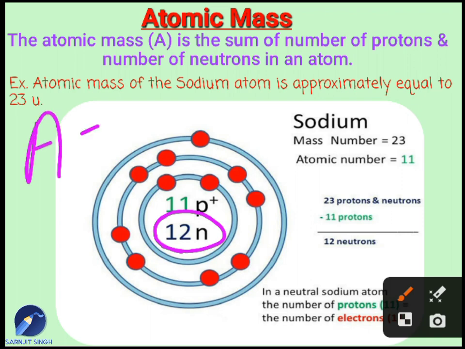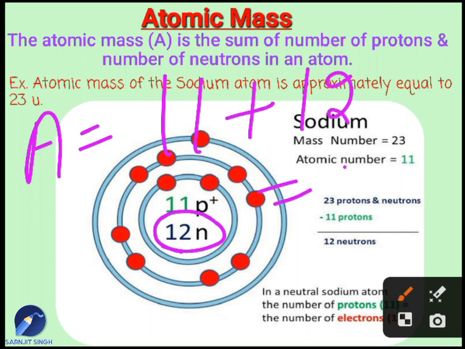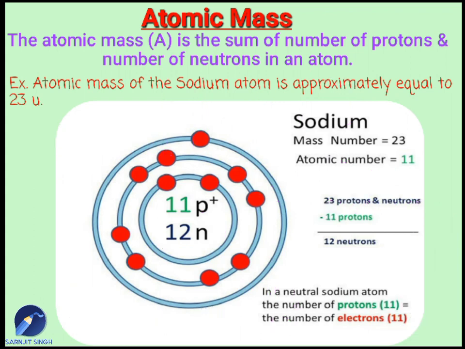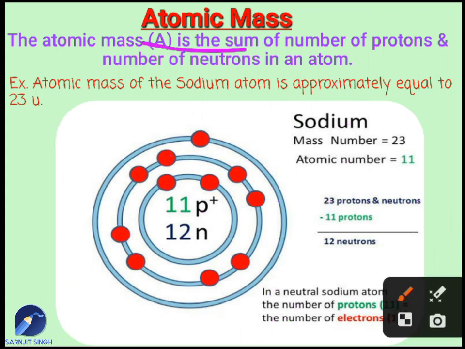So what is the atomic mass? We know it is the number of protons plus the number of neutrons. So 11 plus 12, the atomic mass is 23 U. U represents the atomic mass unit. Initially it was AMU, but now it is replaced with a simple U. Mass number means atomic mass, it is also called the mass number, that is 23. So in sodium, the mass number is 23 and the atomic number is 11.